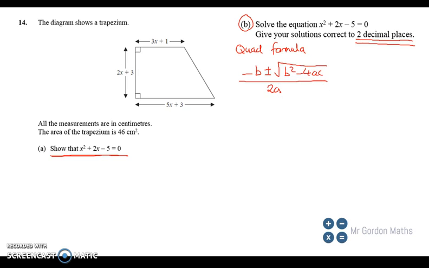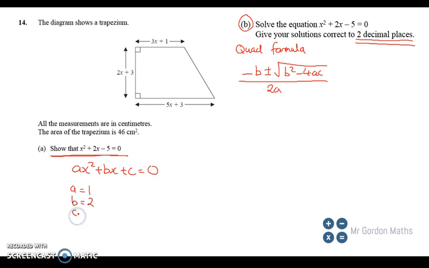Alright? And our a, b and c values come from the equation itself. So the general form is ax squared plus bx plus c equals 0. That's a general quadratic form. And you've got to think, well, how many x squares have we got? Well, we've only got the one. So a must be 1. How many x's? Well, I've got 2x. So b must be 2.